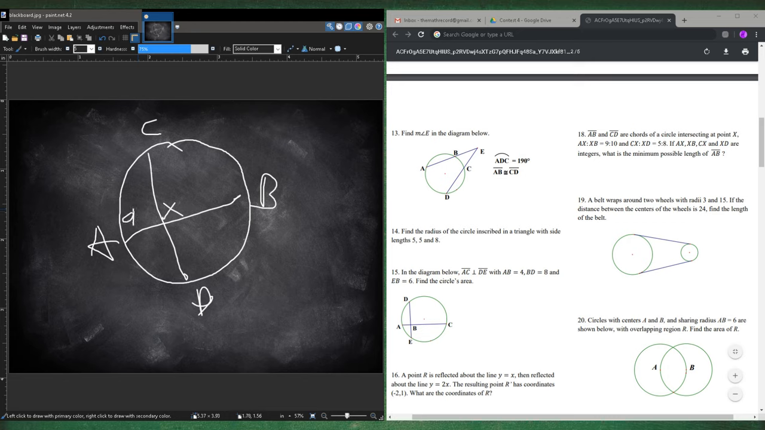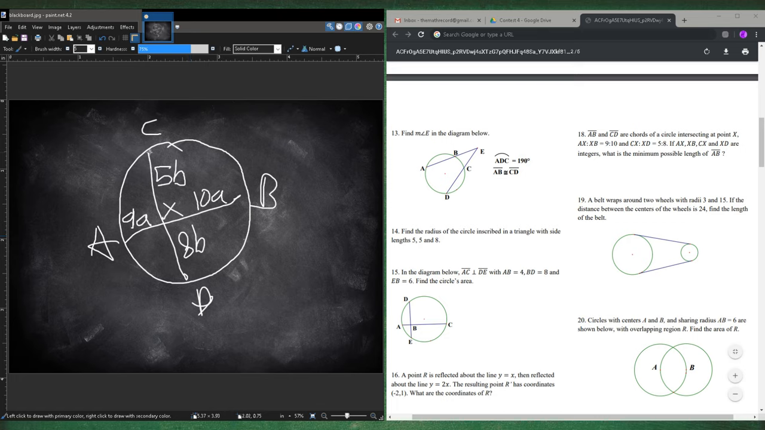So we have 9A, and this is 10A. It has to be a 9 to 10 ratio. And it says CX to XD is 5 to 8, so we'll call this 5B and 8B. So it's a 5 to 8 ratio. If AX, XB, CX, and XD are integers, what is the minimum possible length of AB?